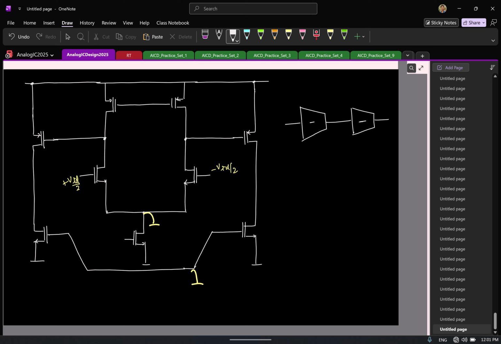Now I want to compensate using feed-forward compensation. So what do I do? Okay, you forgot feed-forward compensation already. What do I do for compensating? We add one more GM. So let us say I add it here. What should be the sign of this GM here? Positive or negative? Positive. Why?